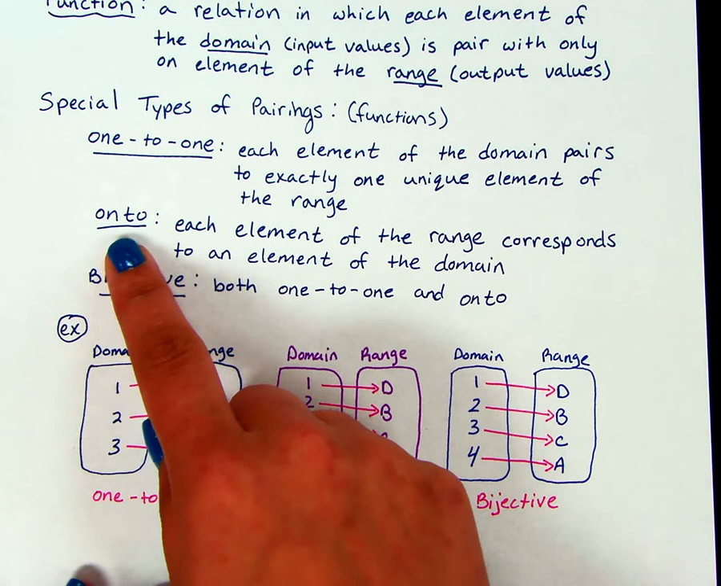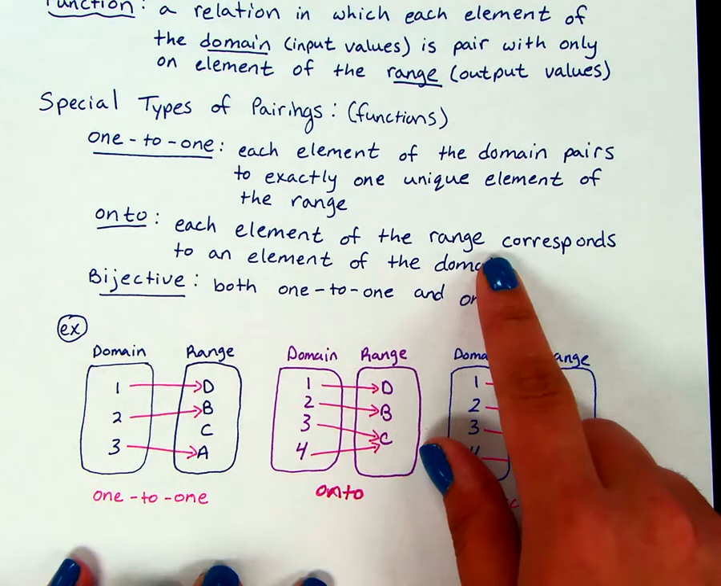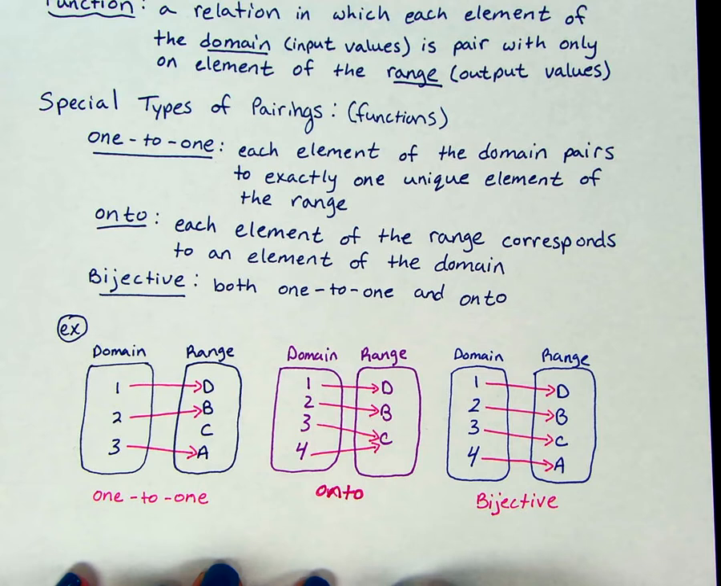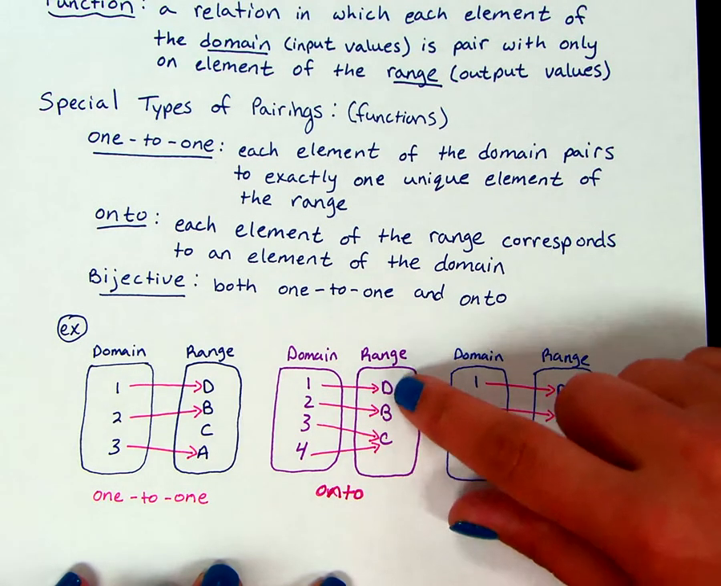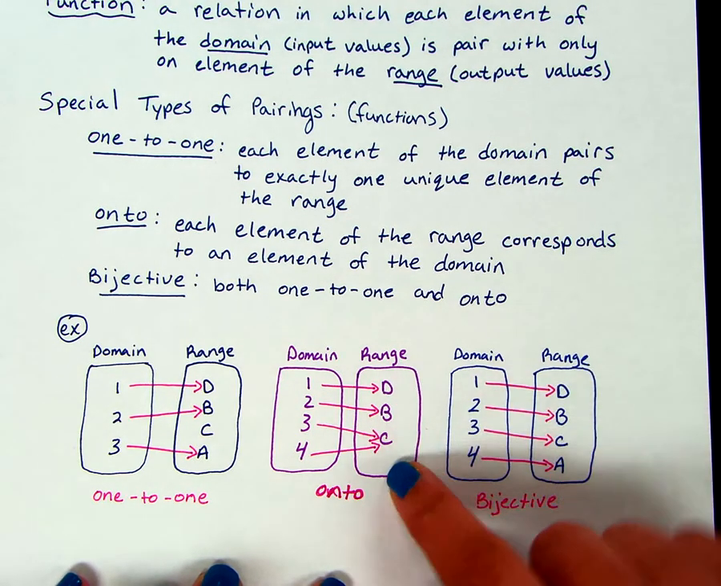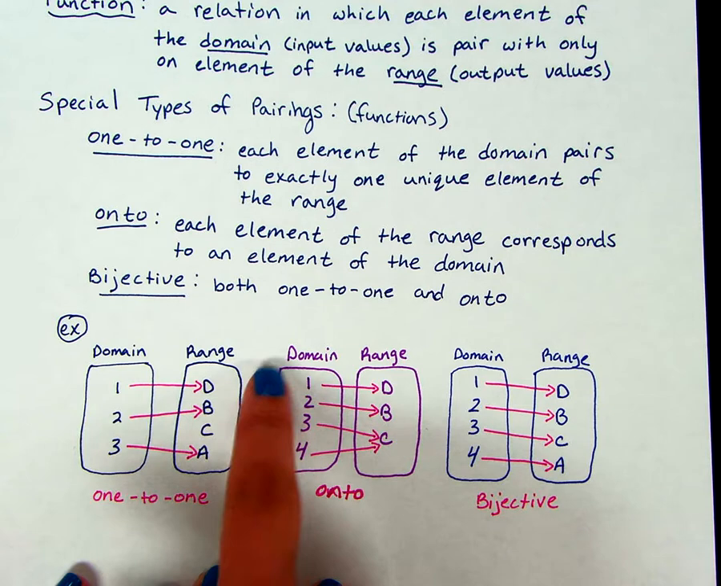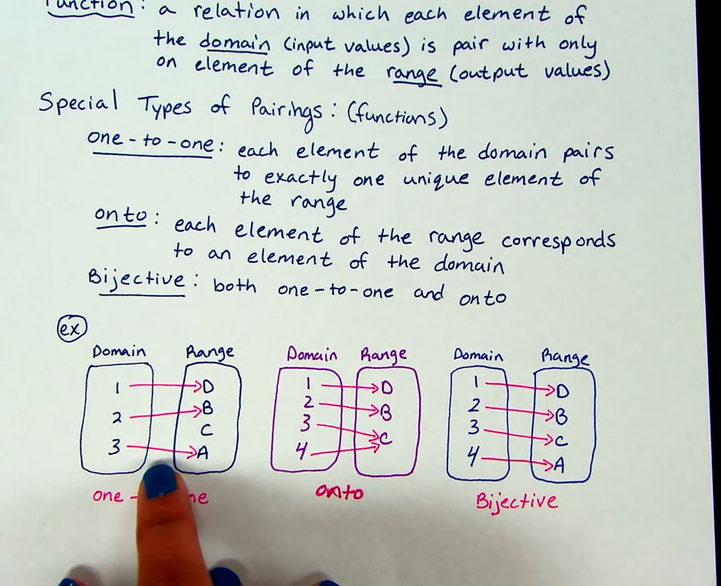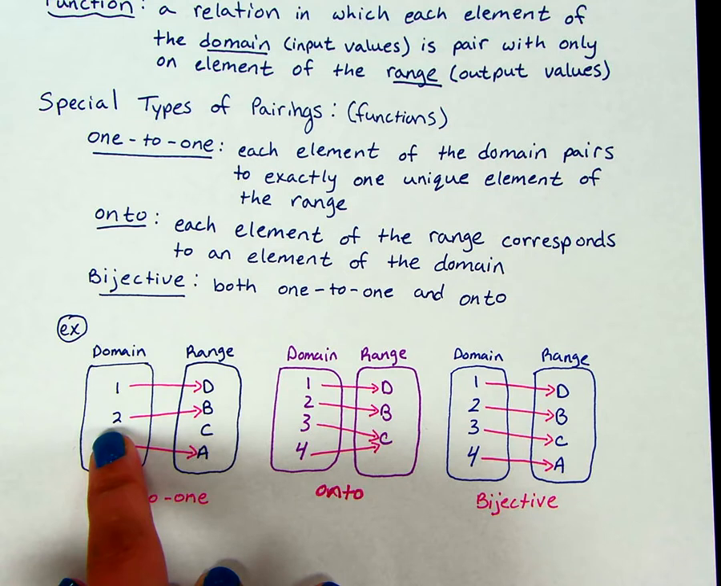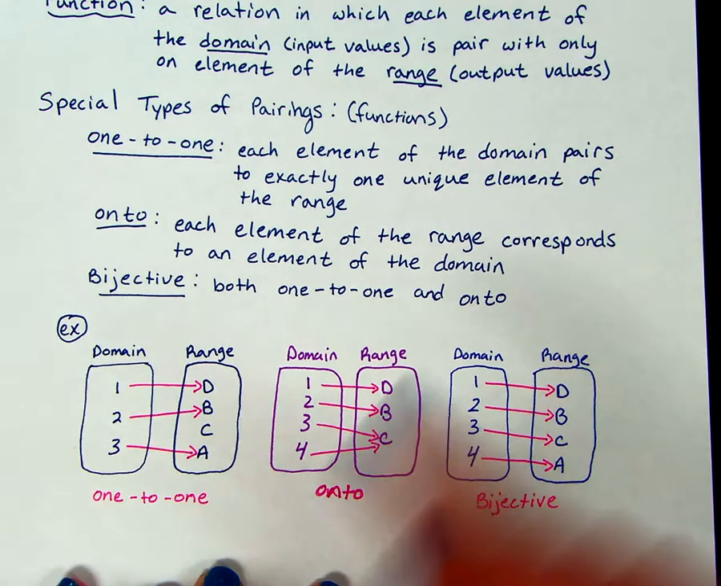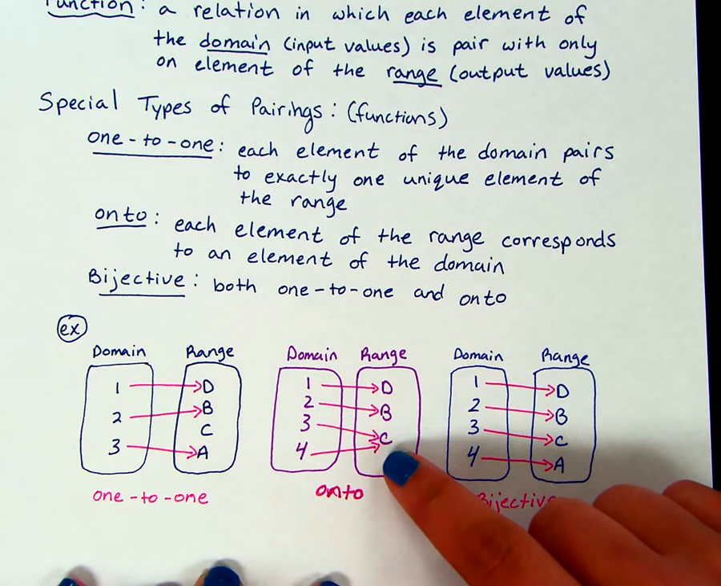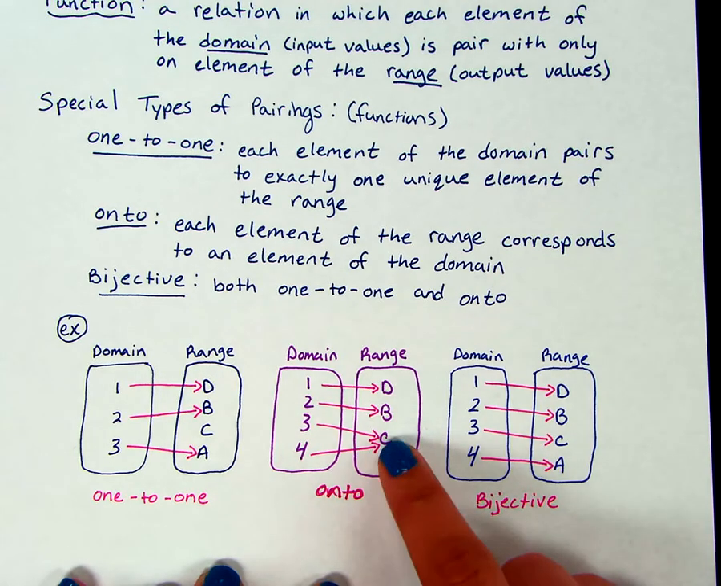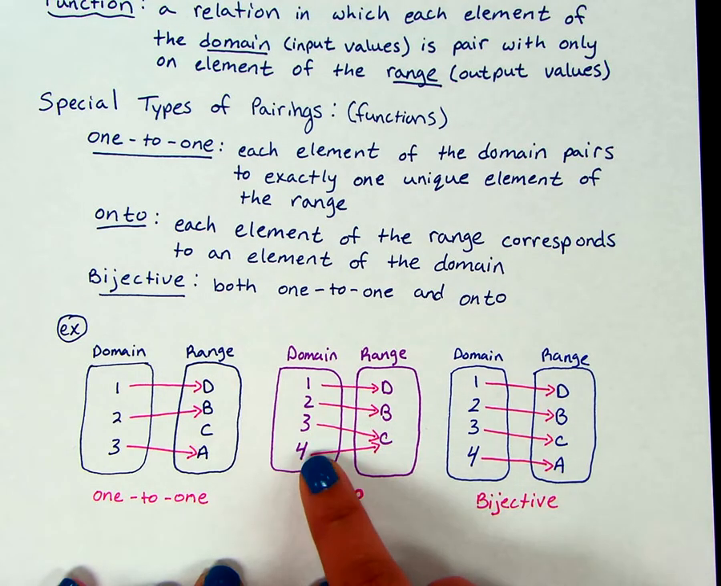All right, next one is onto. Each element of the range corresponds to an element of the domain. That means that every single element in our range is accounted for, and it doesn't matter if it's shared between our domain. Like this one, we can't say is onto because C doesn't correspond to anything back in the domain. And again, it's okay if this one is shared. So this one is not one-to-one because C is shared by 2 elements in our domain.